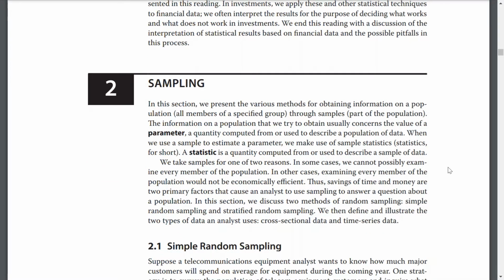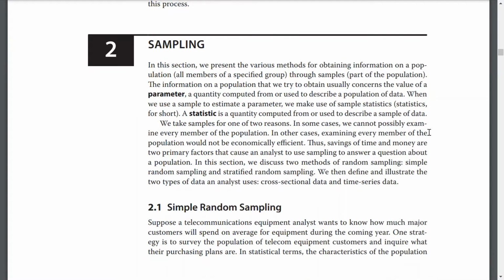this process. Sampling. In this section, we present the various methods for obtaining information on a population, all members of a specific group, through samples, or parts of the population. The information on the population that we try to obtain usually concerns the value of a parameter, a quantity computed from or used to describe a population of data. When we use a sample to estimate a parameter, we make use of sample statistics, statistics for short. A statistic is a quantity computed from or used to describe a sample of data.